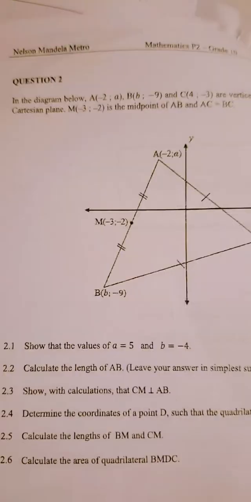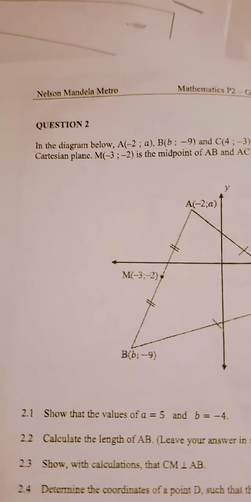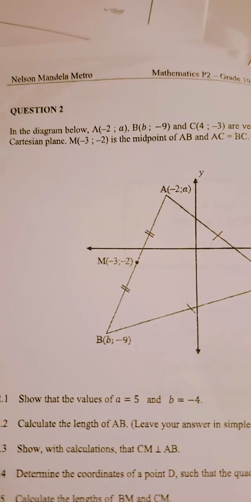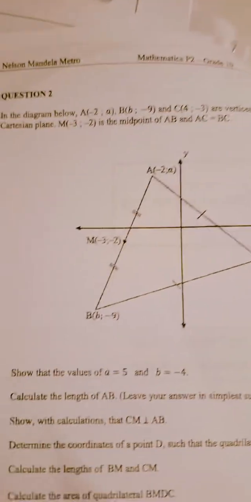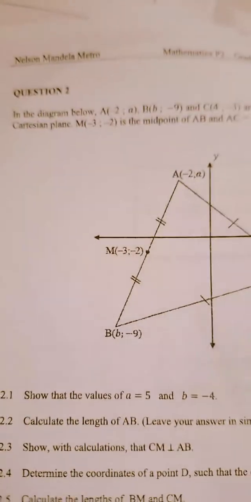Okay, so let's go. Let's get this party started. All right, and we are gonna get it started with a few questions here, and I hope you guys can have this checked out. There we have it in the diagram below. So this is a Nelson Mandela Metro paper, written in 2025. Okay, so let's look at it in the diagram below.